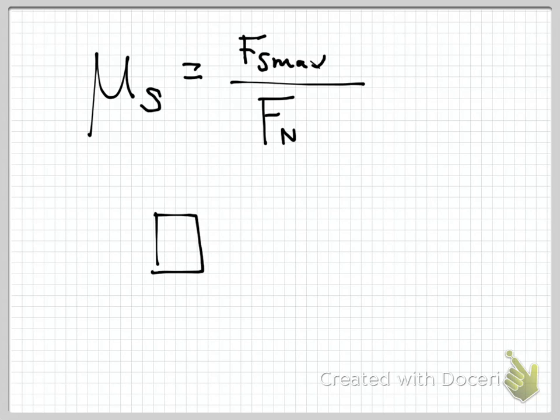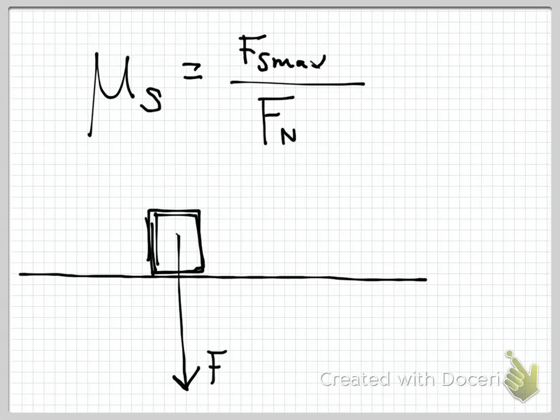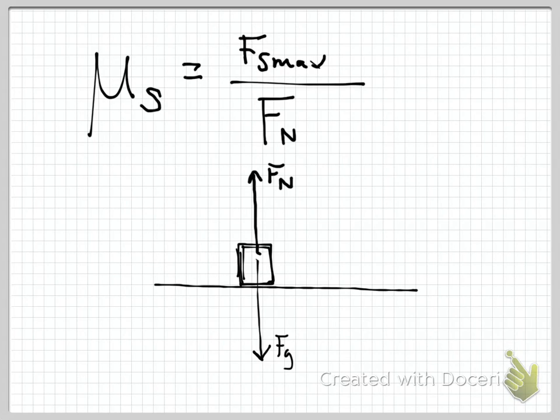So, for a given object, the floor isn't quite meeting it, but that's okay. We have a force of gravity on it, we have a normal force on it, and we have an applied force on it. Okay? The thing that is opposing that applied force until it starts to move is the force of static friction.